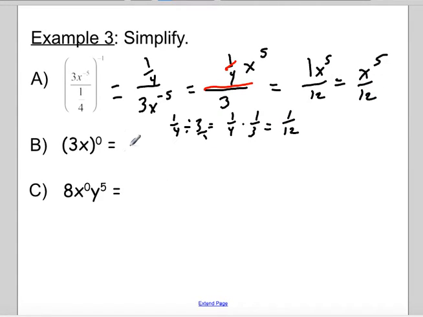Alright, and then letter B there, anything to the 0 power is just 1, so the whole thing there is just a 1. It's not a very good 1. Let's see if I can change that. There. Alright, and then letter C there, we also have the 8 isn't to a power, can't do anything with that. The x to the 0 there is a value of 1. Anything to the 0 power is just 1. And then we got y to the 5th. So 8 times 1 there is just 8. So we just get 8y to the 5th. And we can't simplify that any further.